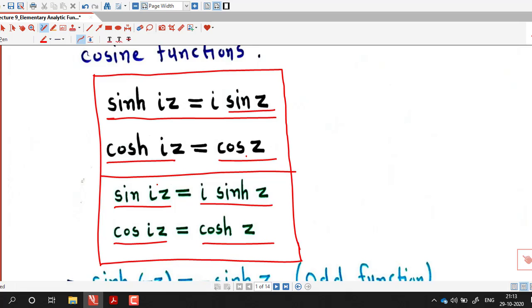So we are not going into the proof of these identities, but they can be easily proved using just the definition of all these functions. So we will remember these relationships. They are important to prove further properties of these functions.